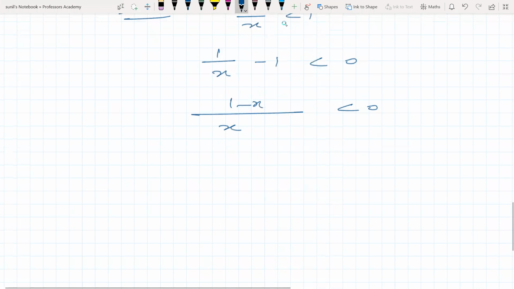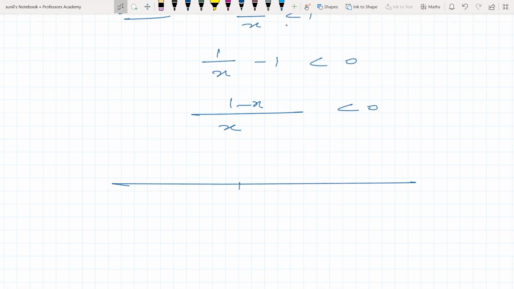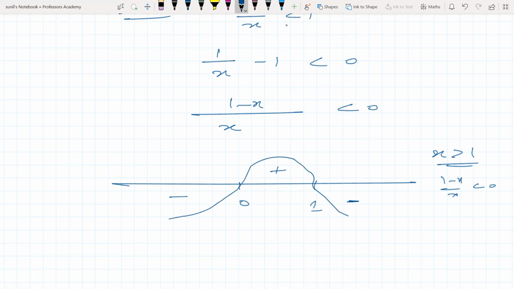So what is happening here? The denominator is 0 at x equal to 0 and the numerator is 0 at x equal to 1. Now we want to check numbers greater than 1. Whenever x is greater than 1, (1 minus x) by x is negative. So this region is negative, here it is positive, this is negative. So the graph is something like this. This is the wavy curve of that concept.